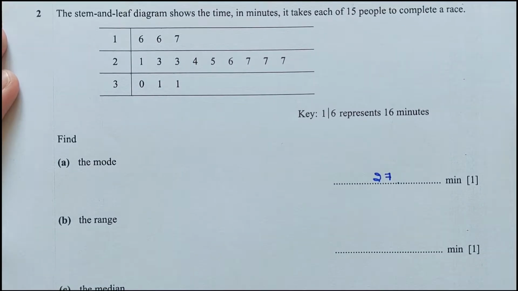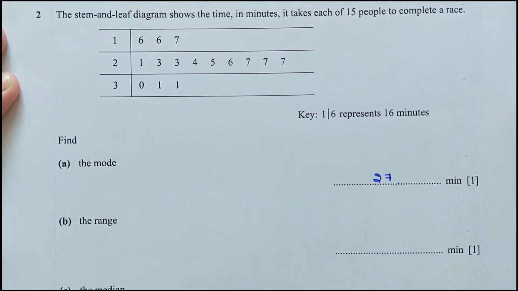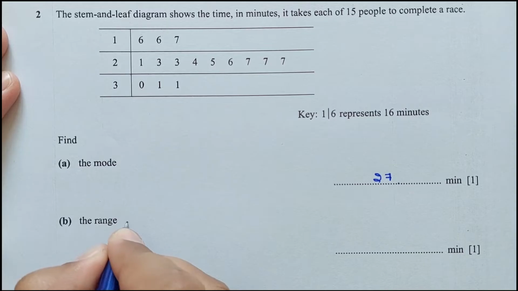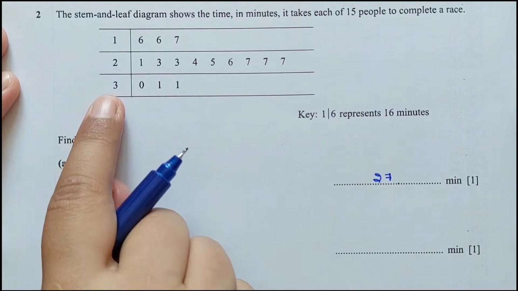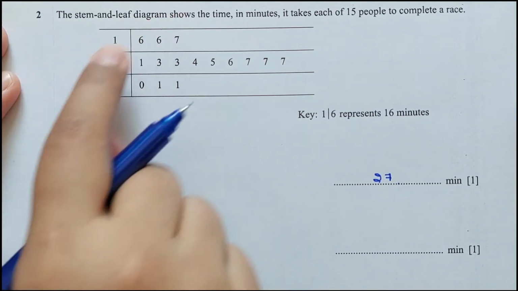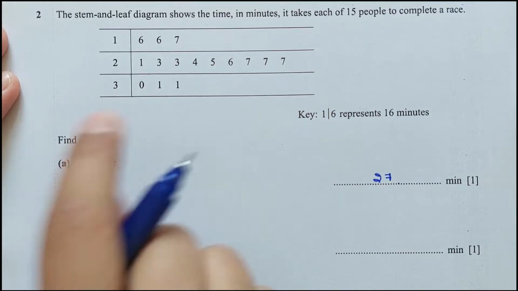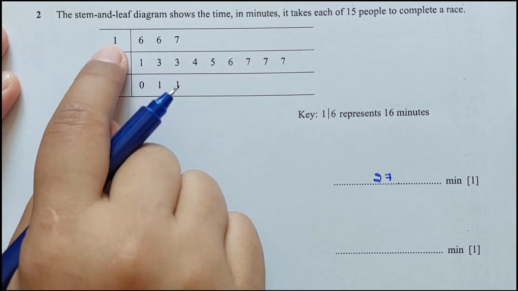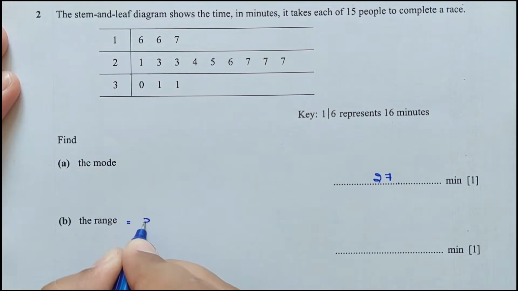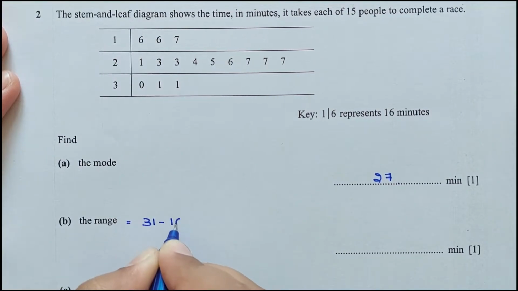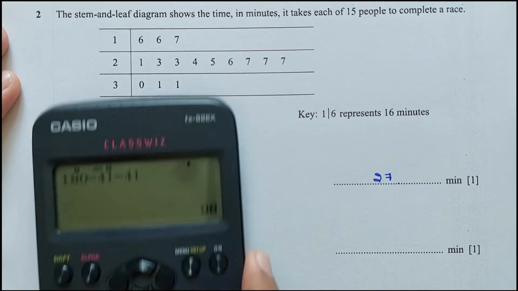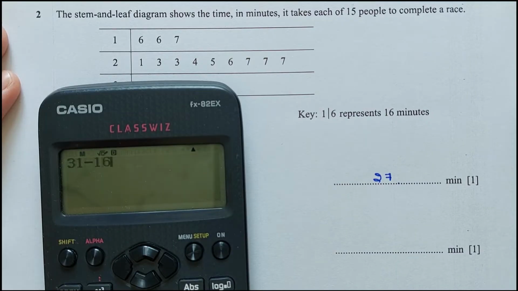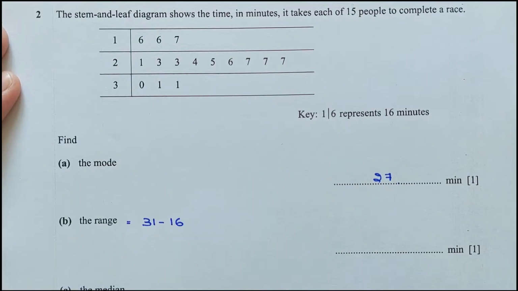Part B, the range. Range is the difference between the higher value and the lower value. The values in the stem and leaf diagram are already in ranged form. The higher one is 31 and the lower one is 16. So 31 take away 16, 31 minus 16 is 15 minutes. This is the range.